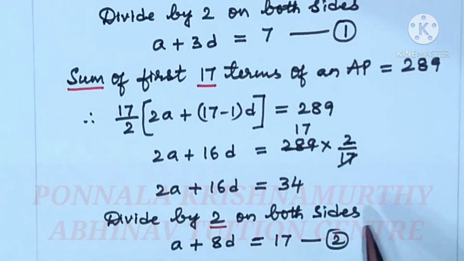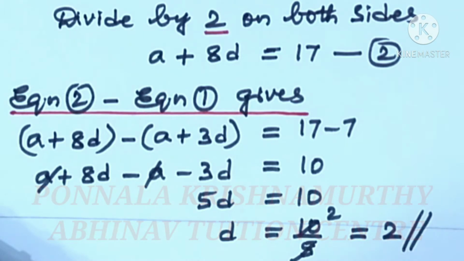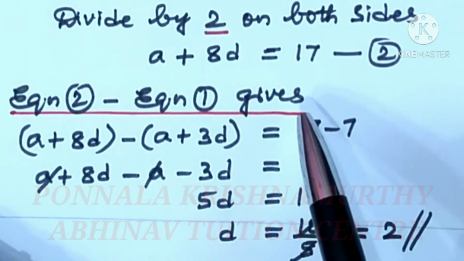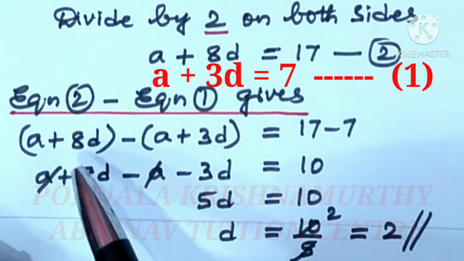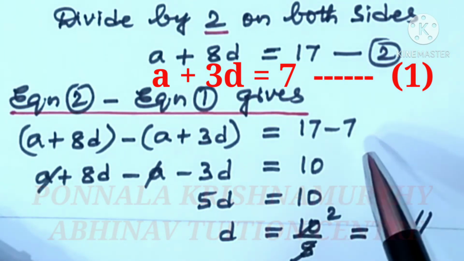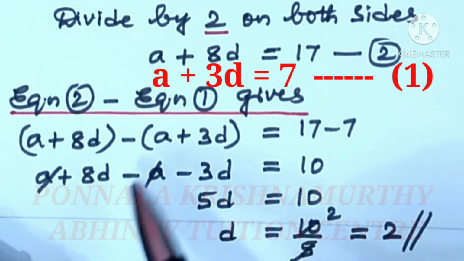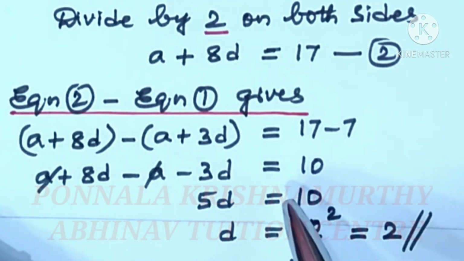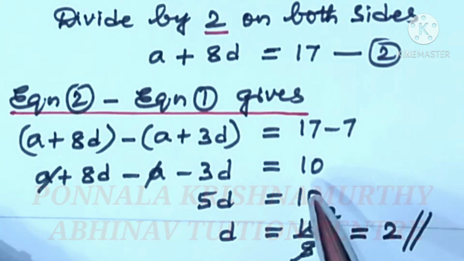Divide by 2 on both sides. Now this becomes a plus 8d is equal to 17. This is equation 2. Equation 2 minus equation 1 gives a plus 8d minus a minus 3d is equal to 17 minus 7, which is 10.